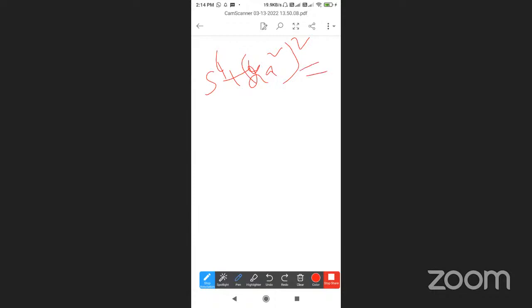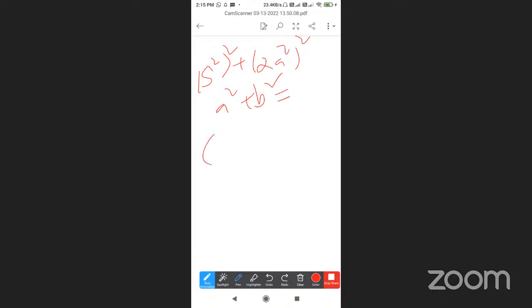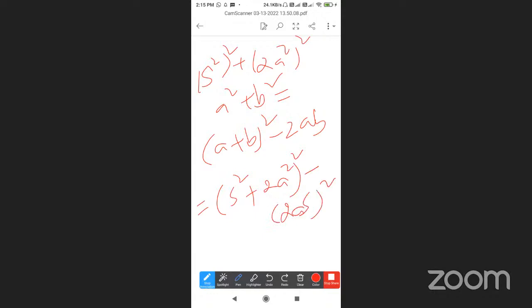a square plus b square is equal to formula. What is the formula? s square plus 2a square whole square, plus 2a square is a whole square. And a square plus b square is equal to formula. So we got the result: (a plus b) whole square minus 2ab. Okay, we have s square plus 2a square is a whole square minus 2ab, 2a s whole square.